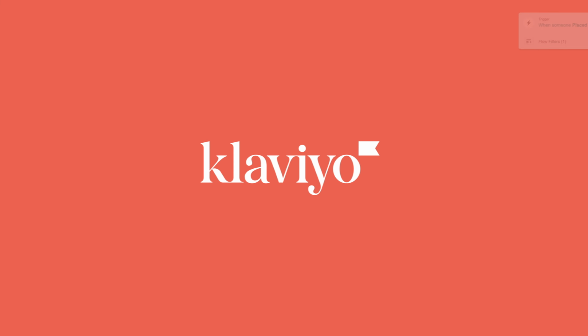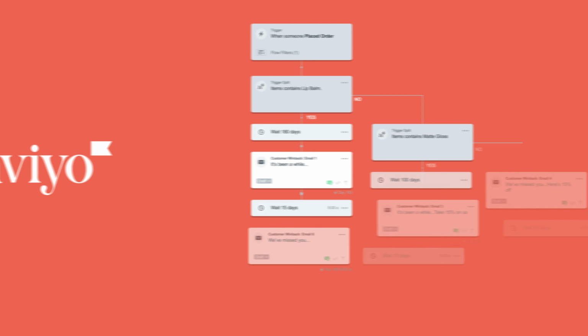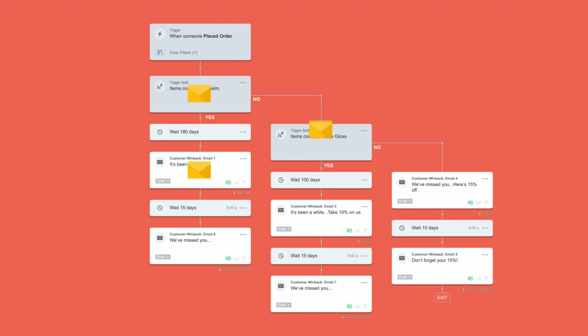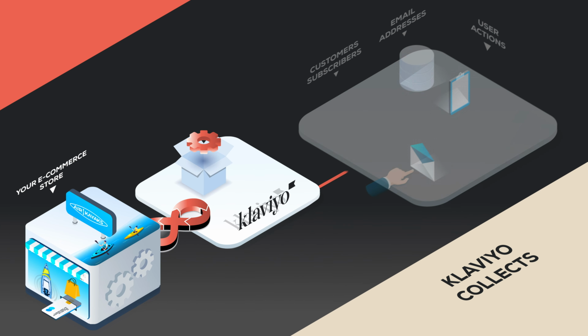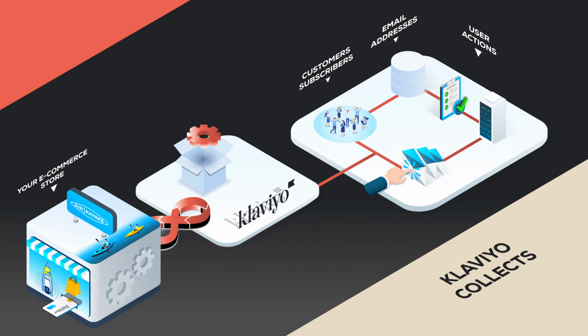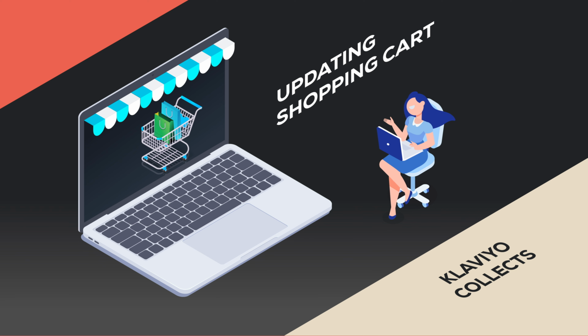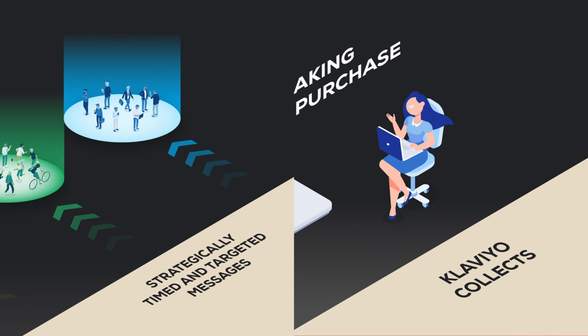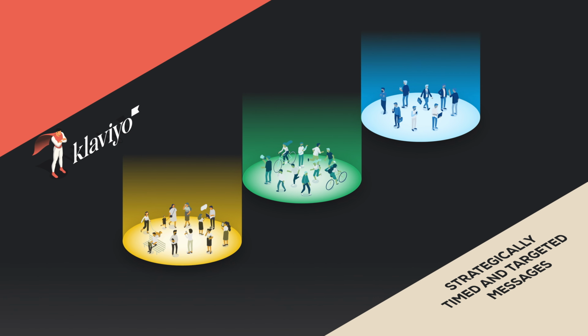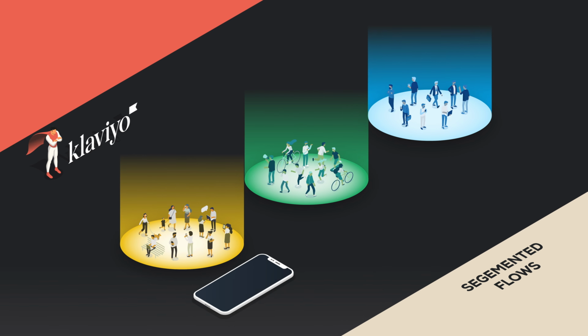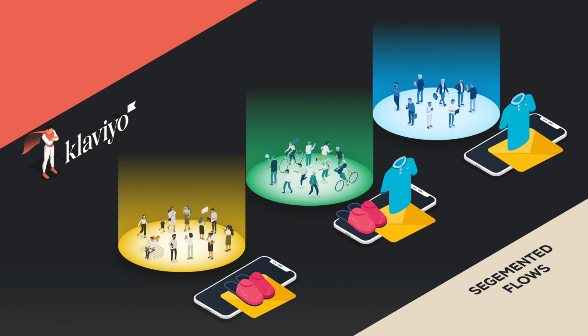A journey with Klaviyo starts with its automated sequencing capabilities called Flows. Flows are the perfect first step in email marketing. Once the app is integrated with your store, Klaviyo collects customer and subscriber email addresses to track their actions, such as updating their cart or making a purchase. Klaviyo automatically adds these actions into segmented flows to send out strategically timed and targeted messages.